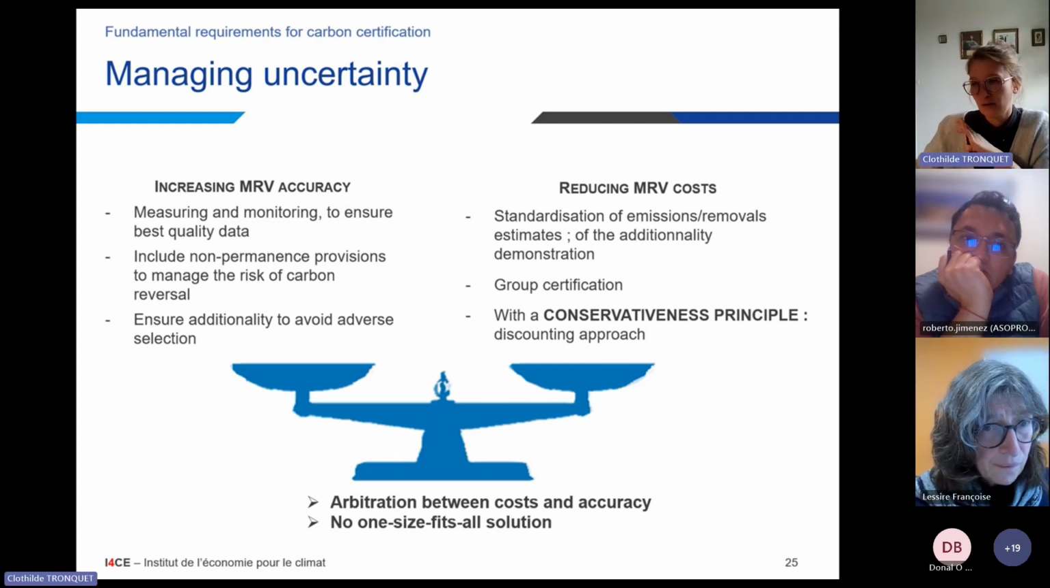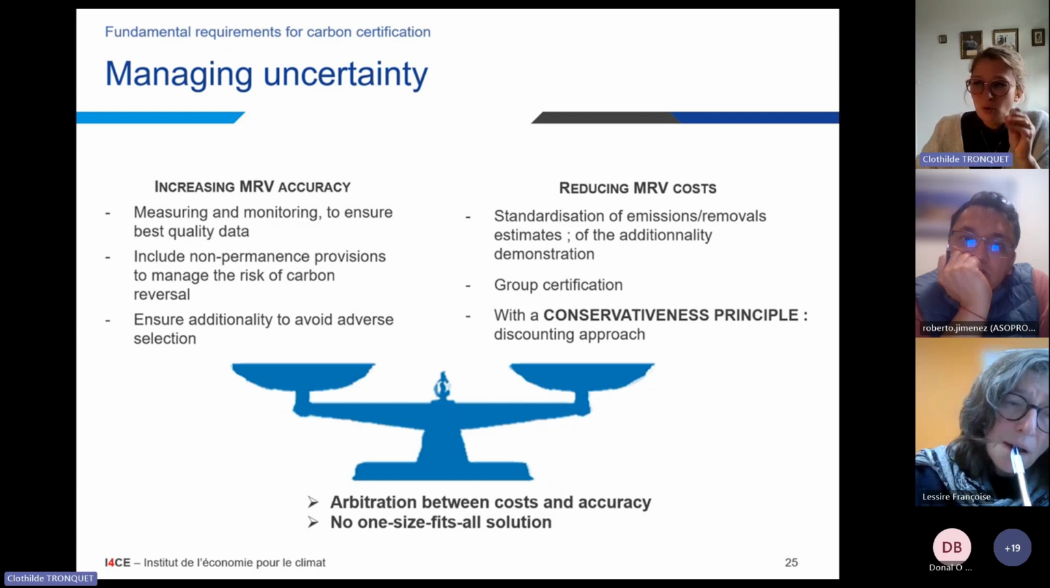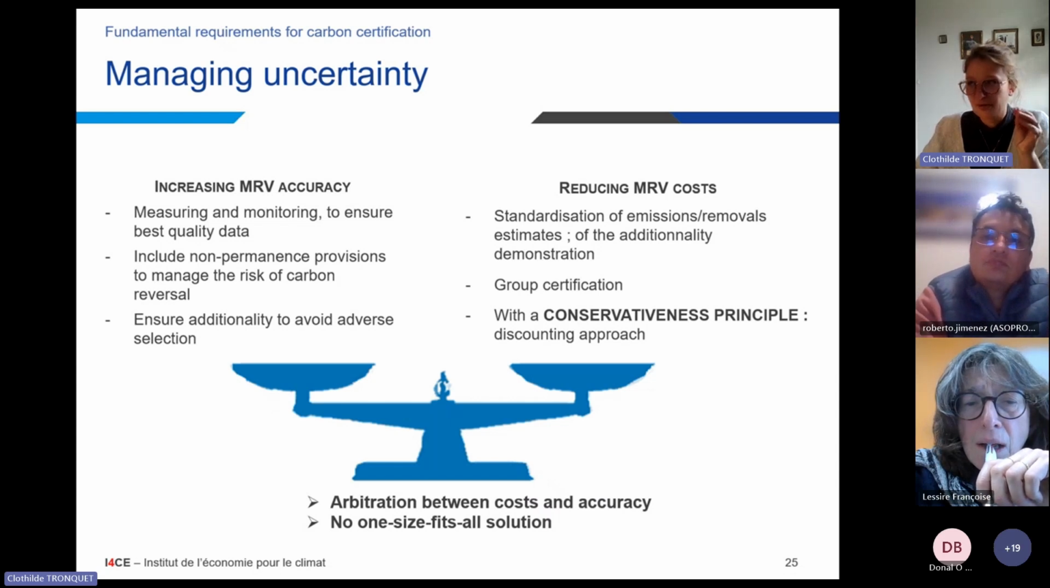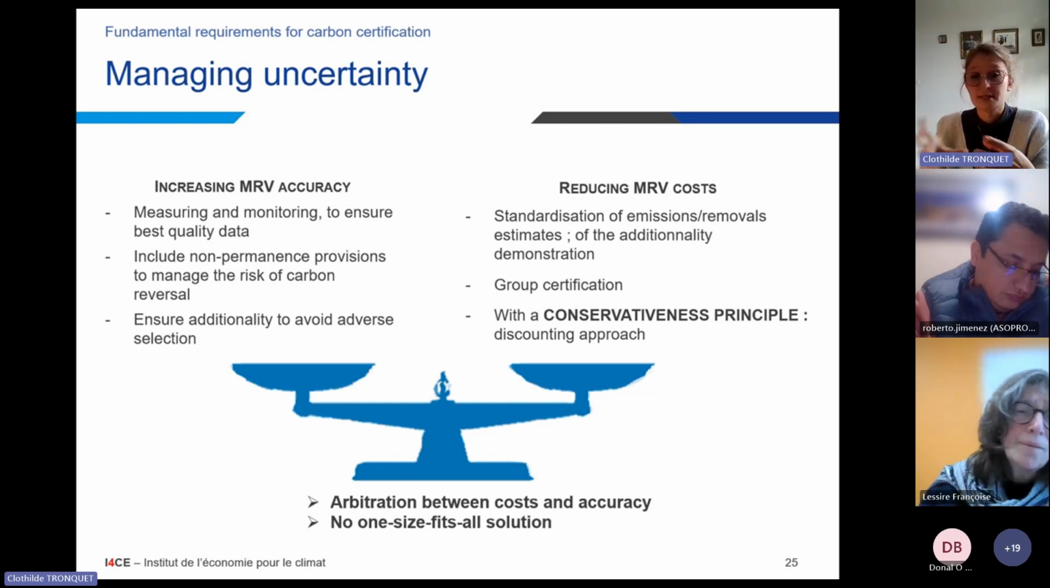And then, on the whole, one of the things you always need to use is a conservativeness principle. Whenever you don't know, whenever you have to manage uncertainty, you have to be conservative. And the way we usually deal with it is applying discount rates over the whole number of credits that is generated.